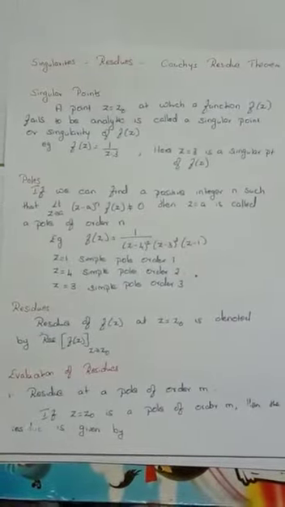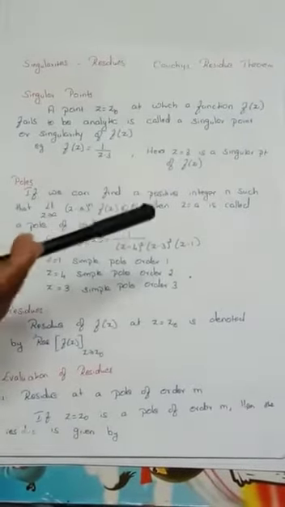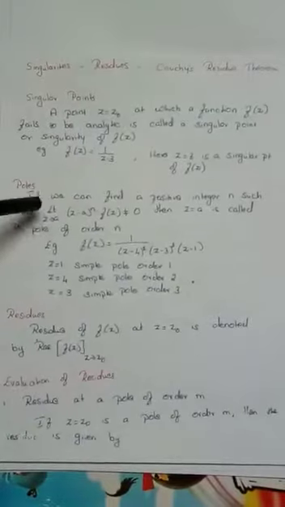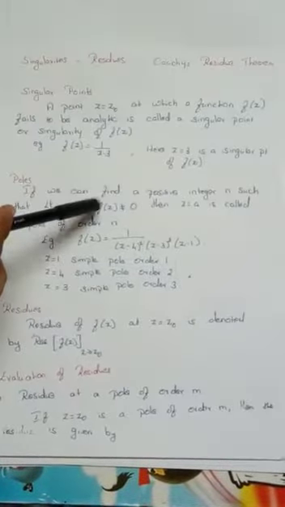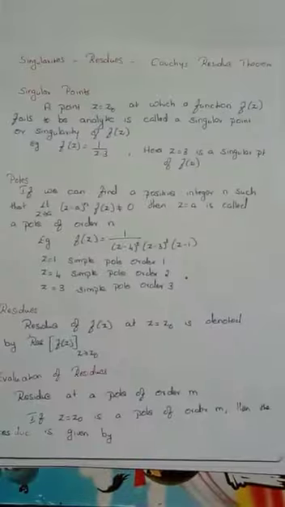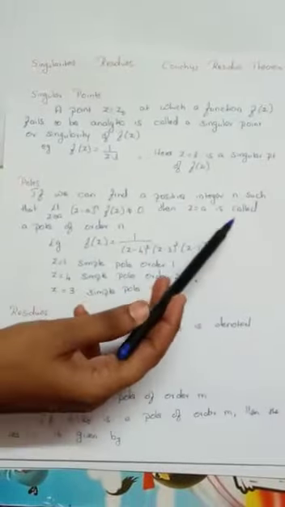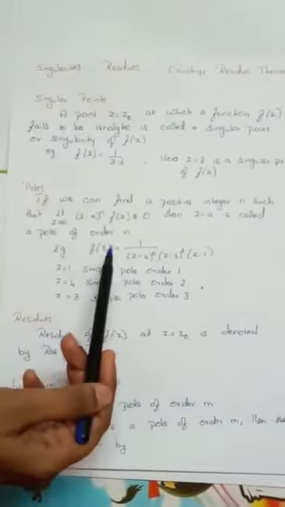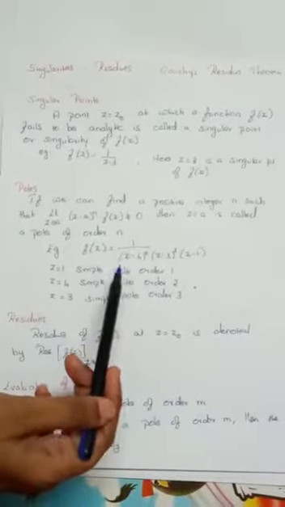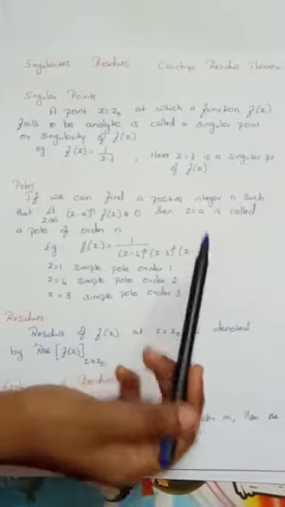Next is poles. If we can find a positive integer n such that limit z tends to a, z minus a whole power n f of z is not equal to 0, then z is equal to a is called a pole. Example, we have f of z equal to 1 by z minus 4 the whole square, z minus 3 the whole cube, z minus 1.